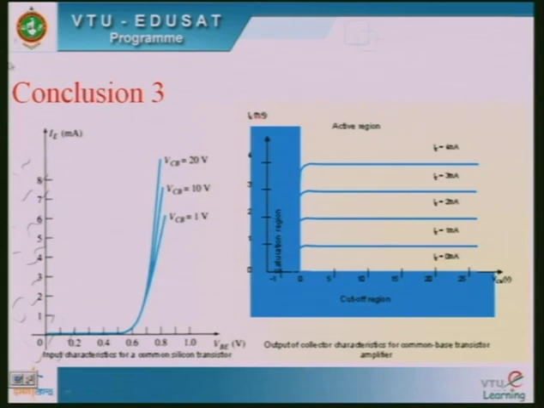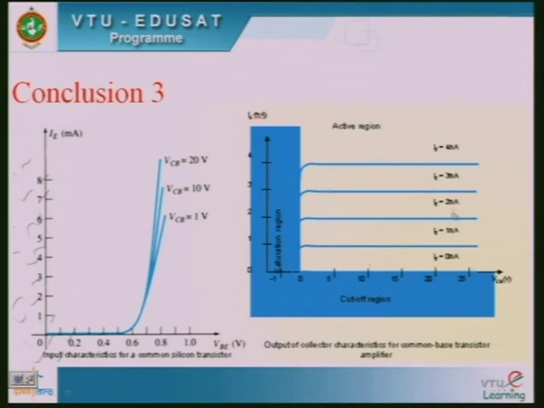This is the output characteristic. It is the plot of VCB, the output voltage, versus IC, the output current, keeping IE constant. Irrespective of variation in VCB, there is no effect on IC, because this particular region is the active region, where it remains almost constant.